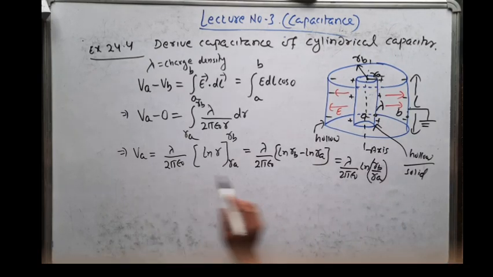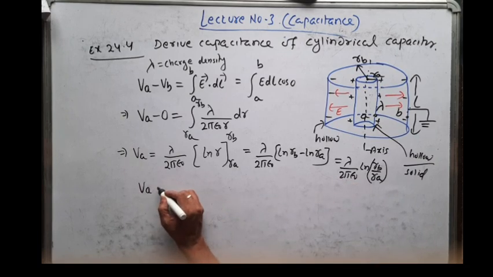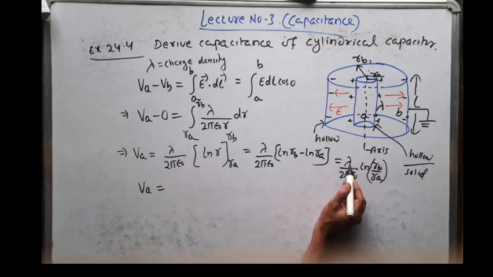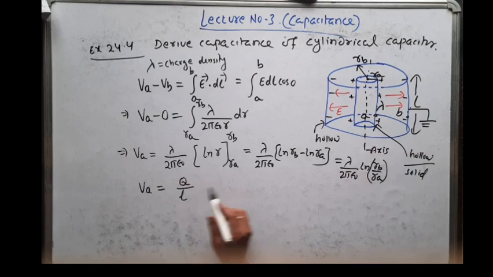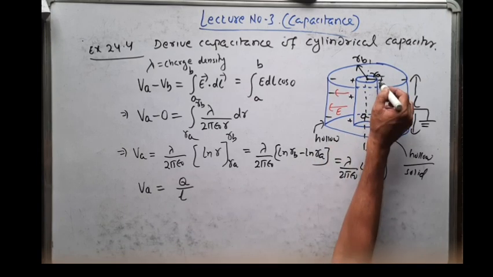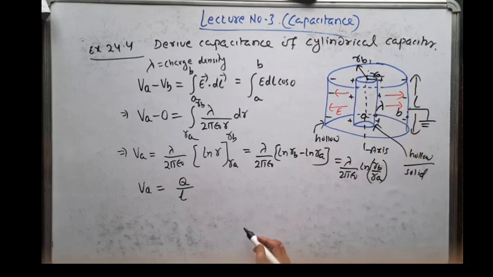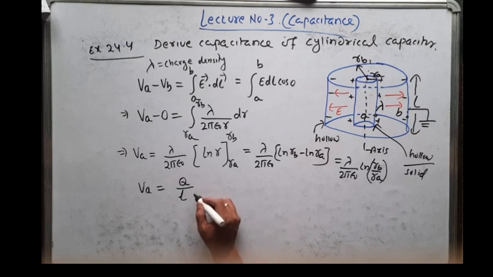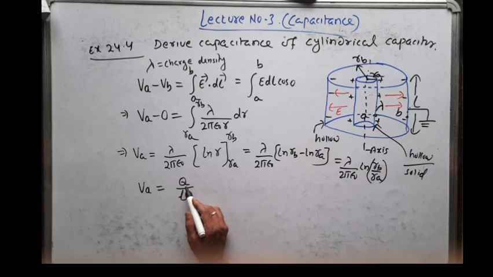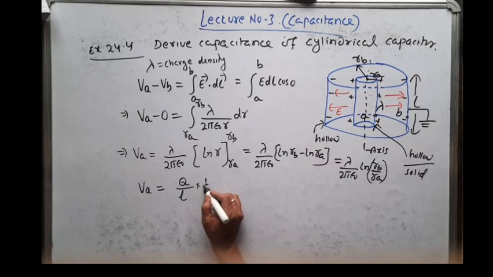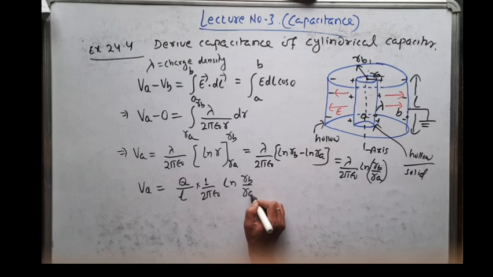Now see, so VA is equal to this much. So VA is equal to lambda. What is lambda? It is the total charge distributed per unit length. That is, lambda is equal to Q by L. If the length of the cylinder is L and total charge given on the surface is equal to Q, so Q by L is the lambda. So VA is equal to Q by L into 1 by 2 pi epsilon naught ln Rb by Ra.